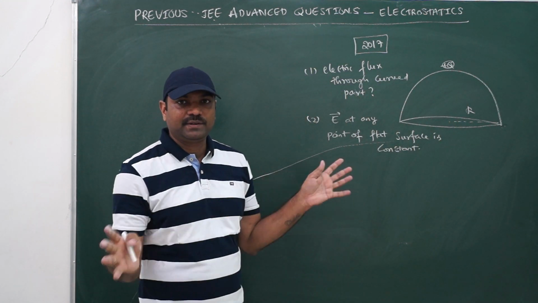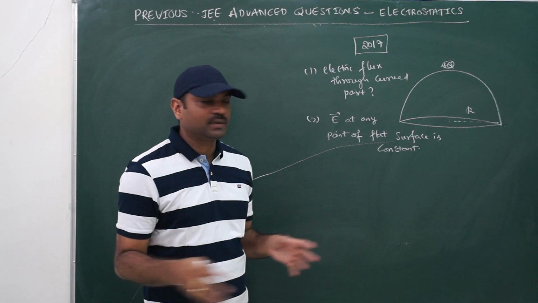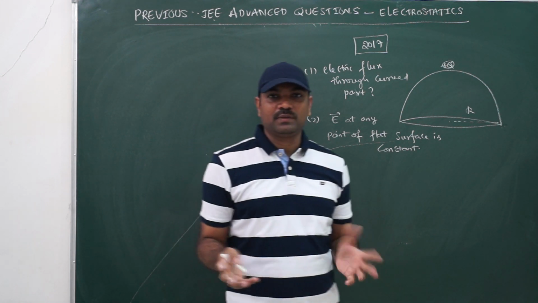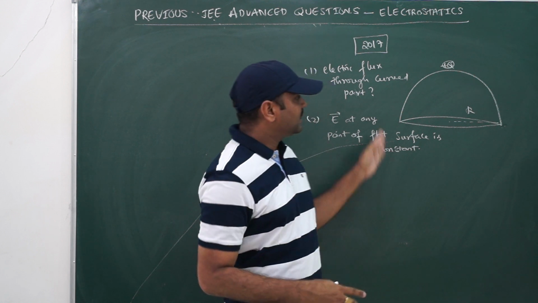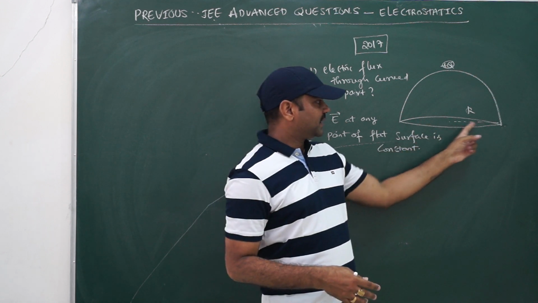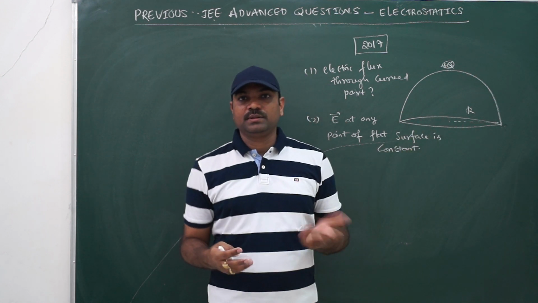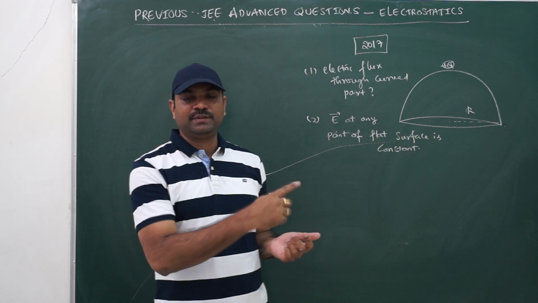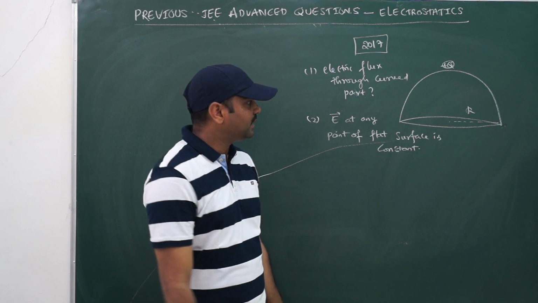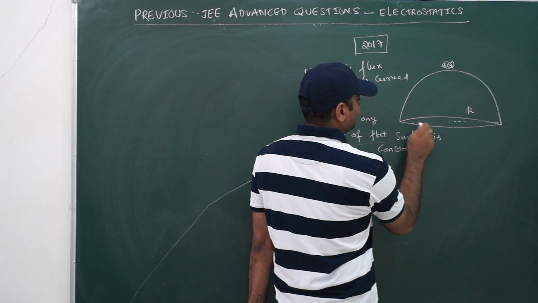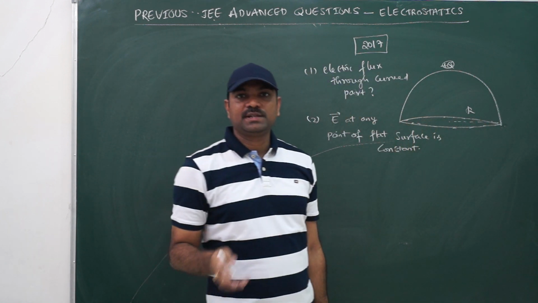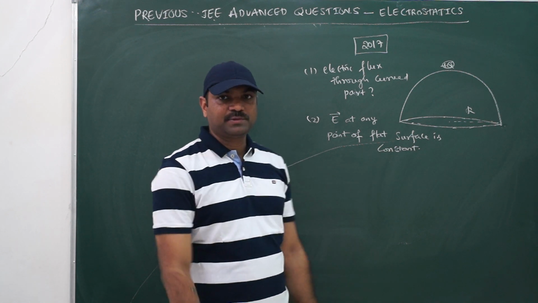Now basically they have given 4 different options. In that, the first option is the electric flux through the curved part. What is the electric flux through the entire sphere? And what about the electric field magnitude over the flat surface, whether it is uniform or not? So the question is related to something like that. And they have given one more option: every point on the circumference is equipotential.